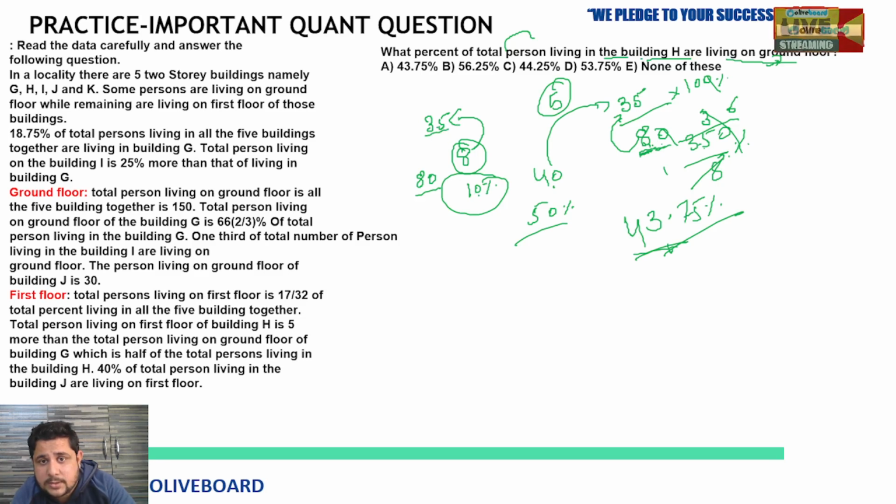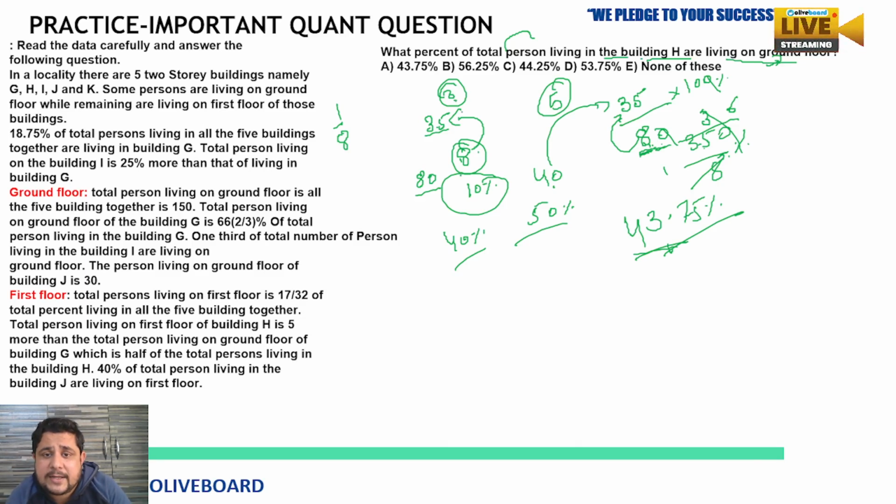So 4 times, so 40% already we have. Now the remainder is what? 3. 3 with respect to 8, how much percent? So 1 by 8 represents what? 12.5%. Don't go for that, okay?